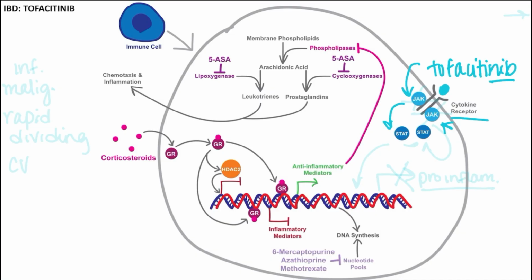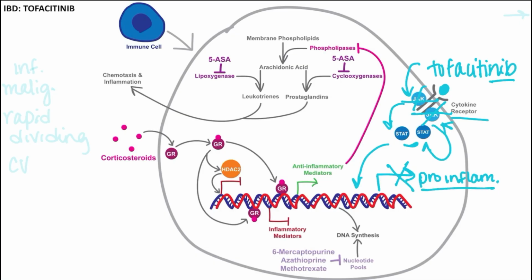And this phosphorylation of STAT by JAK triggers their dimerization and nuclear translocation to lead to the transcription of pro-inflammatory genes and other positive regulators of immune cell function. But with tofacitinib, JAK is inhibited, preventing this phosphorylation of STAT, so these genes are never expressed, preventing proper immune cell function and the production of these inflammatory mediators.